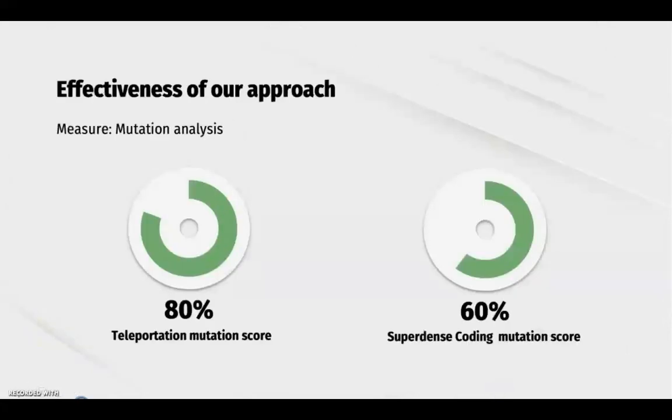To evaluate the effectiveness of our tool and technique, we took two typical quantum programs, which were the teleportation and superdense coding programs. Then we defined a number of mutation operators to inject potential faults in the program under test, and studied which mutants could be killed by the test cases generated by our technique. The calculated mutation scores were 80% for the teleportation program and 60% for the superdense coding program. These scores show that our approach is promising.